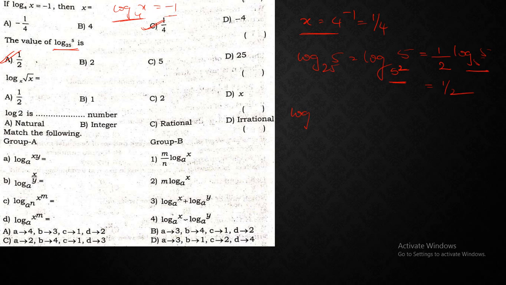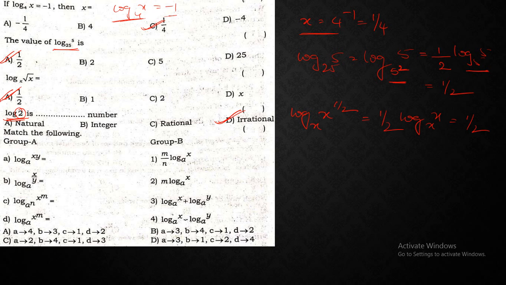Next, log of root x. How can I write root x? Root x I can express as x power 1 by 2. Now from this, using the power rule, I can write half to the front. So from this I am again going to get 1 by 2 only. Next, log 2 is a dash number. 2 is a prime number, so the logarithm of 2 gives me an irrational number, right?